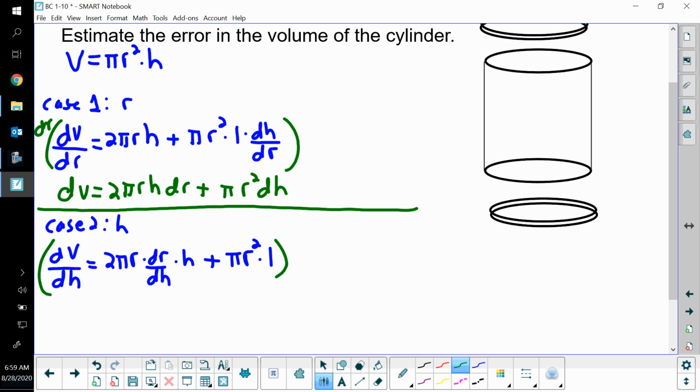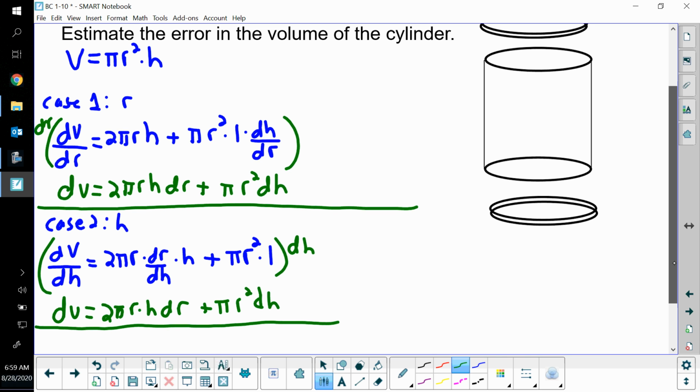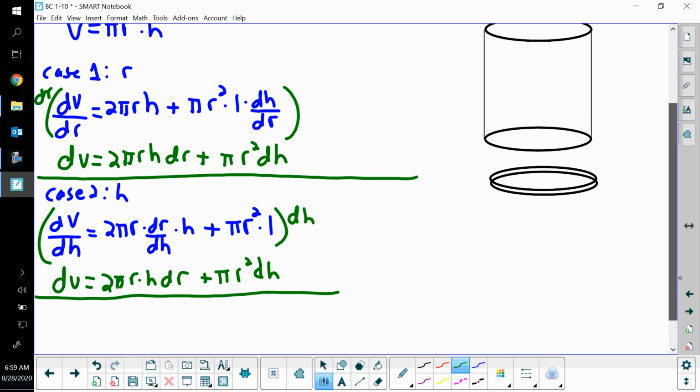So now this time we'll multiply both sides by dh, which will give us dv equals, in that first term, the dh that we're multiplying by and the 1 in the denominator divides out. I'm going to write the h and then the dr, just to make it more clear that it is the same. And then here we get plus pi r squared dh. So notice it's exactly identical to what we got for the differential in case 1. So it doesn't matter which variable you do it with respect to, you're going to get the same answer anyway. Now let me show you case 3.